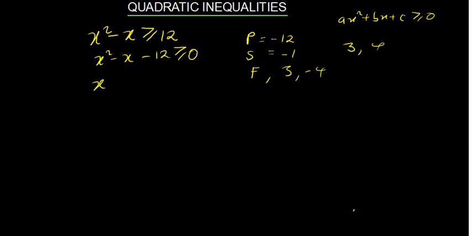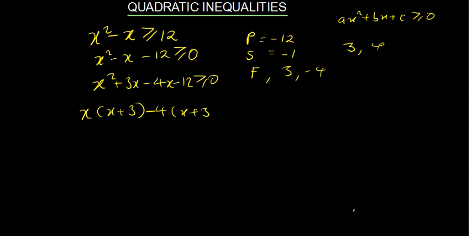So what we do is bring them here: x squared plus 3x minus 4x minus 12 is greater than or equal to 0. Factorizing that gives us x plus 3, x minus 4, greater than or equal to 0. So we are finding that x minus 4, x plus 3 is greater than or equal to 0.